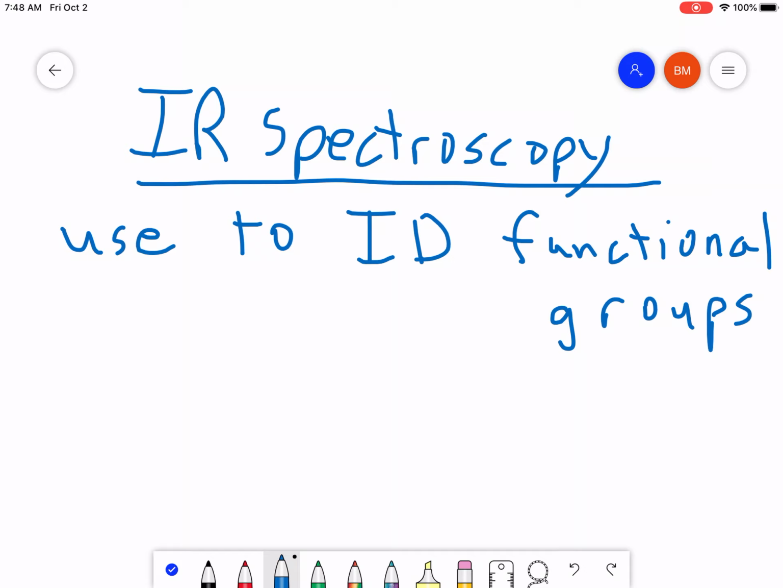It's not so great if you're trying to figure out the exact structure of something, but as you'll see later on in the year, a lot of times we can use IR in conjunction with another spectroscopy to get different pieces of the puzzle to fit together into an overall picture.